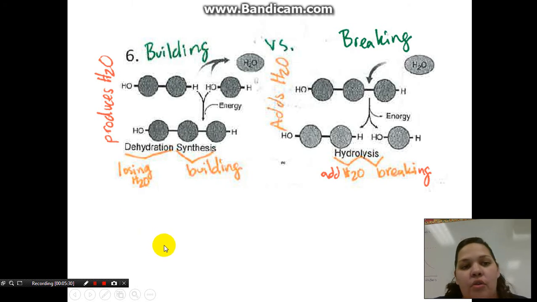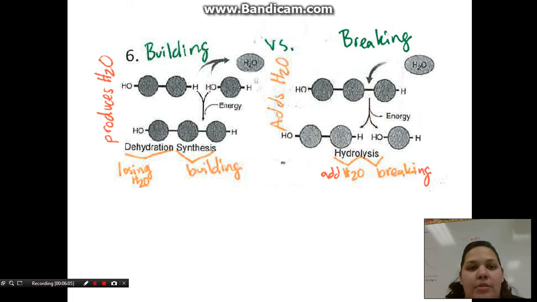So now we need to go over dehydration synthesis, and then we need to go over hydrolysis. For dehydration synthesis, let's break down these words. This is losing water, where synthesis means building. Hydrolysis, though, means adding water and breaking. So in this diagram of dehydration synthesis, it is producing water, and it's making a monomer add onto a polymer. Versus breaking for hydrolysis, we're adding water, and this is going to cause a monomer to separate from a polymer.